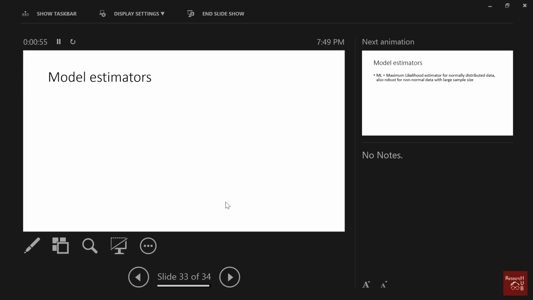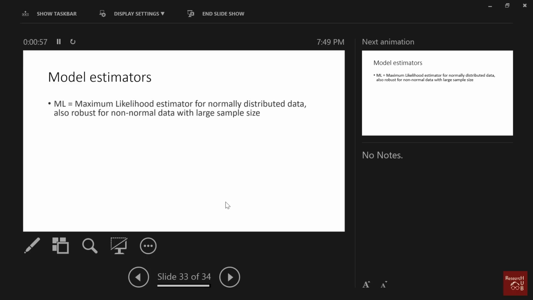Now let's talk about model estimations. Normally, if our data is normally distributed, we will go for maximum likelihood estimation for the estimation of the covariance matrix. So based on our data, we will calculate one covariance matrix that we call the observed model. And then using maximum likelihood, we can estimate a covariance matrix, which we will call the conceptual model. And then we compare the observed model and the conceptual model.